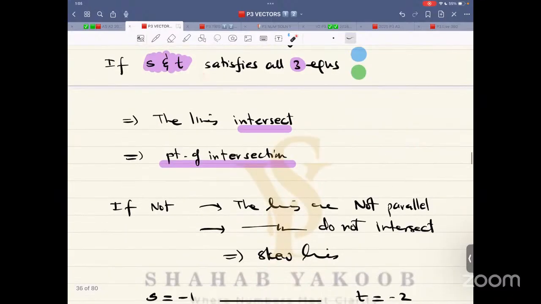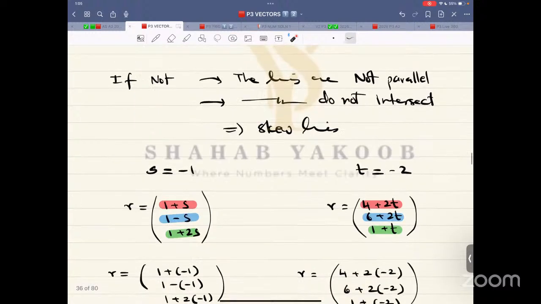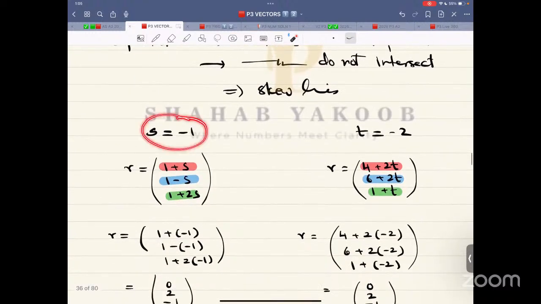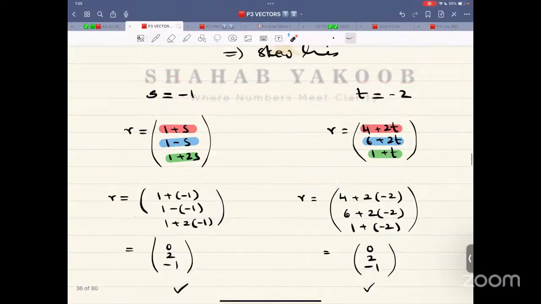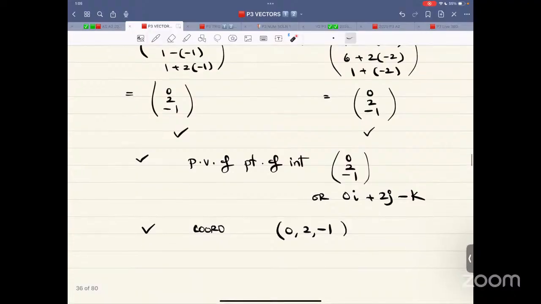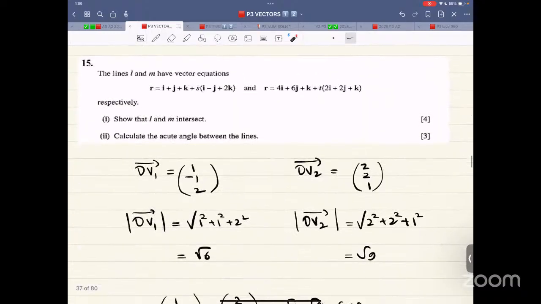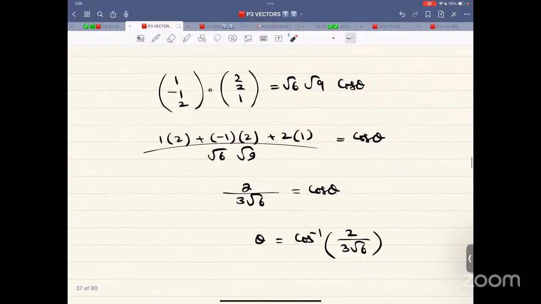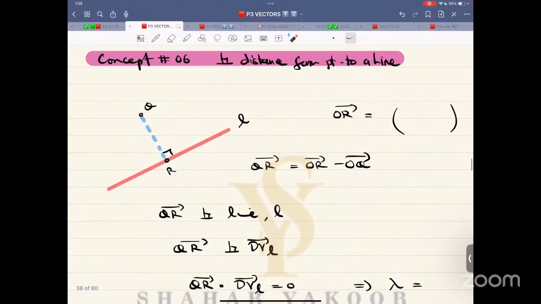If the lines intersect, to find the point of intersection, either plug in S in its equation or plug in T in its equation, place the parameter where it belongs. Of course, you will get the same answer. If they ask for the coordinates, write it horizontally. If they ask for the position vector, write it vertically in column vector or in the IJK form. Read the question for this. Angle between the lines, angle between the direction vectors, very simple.